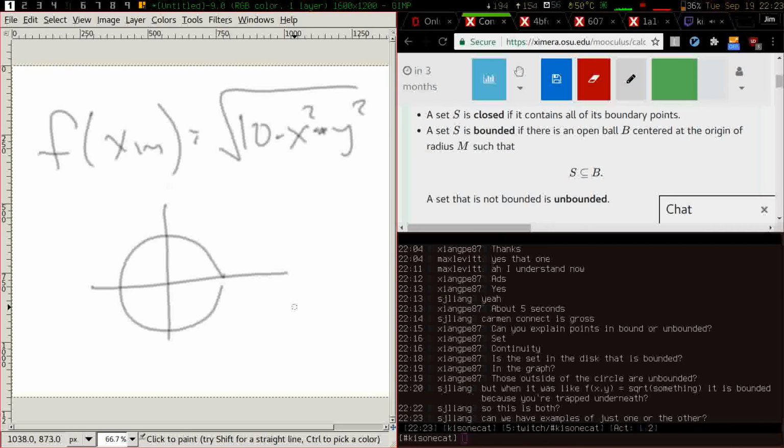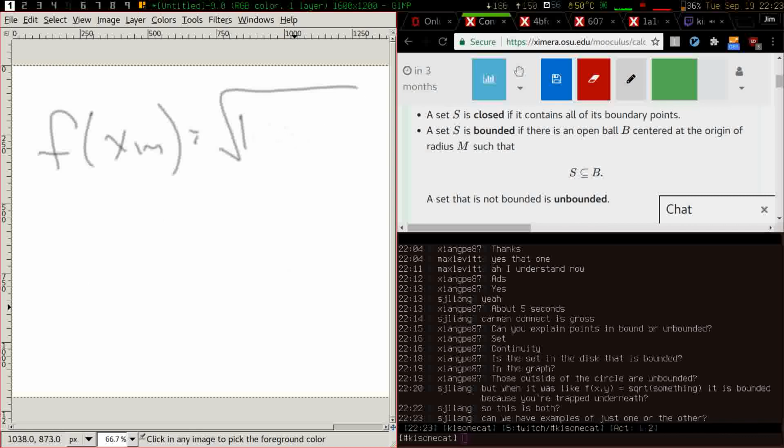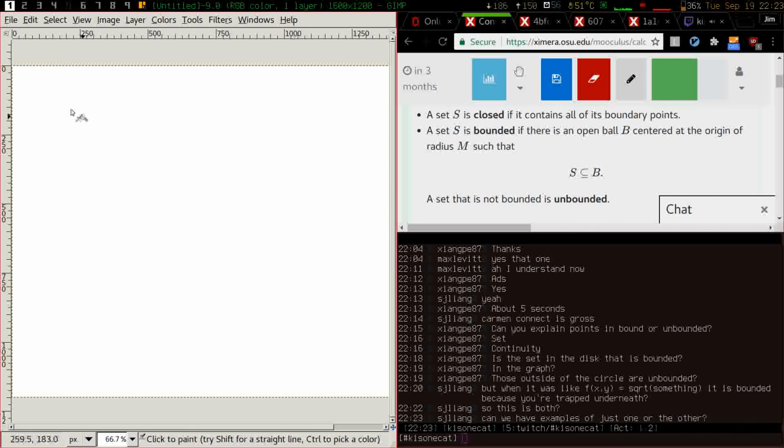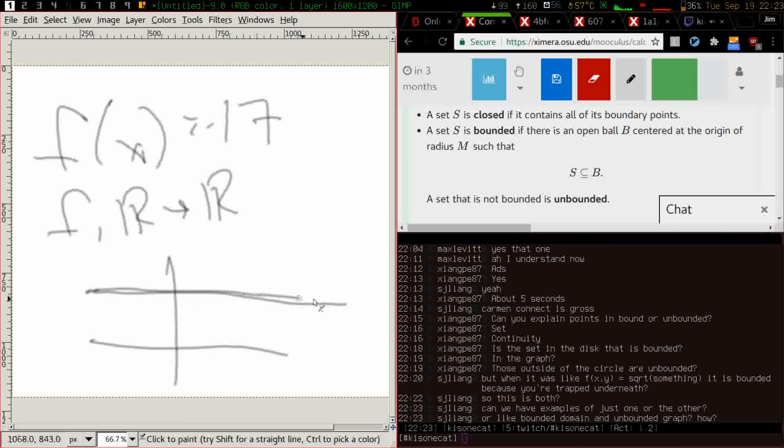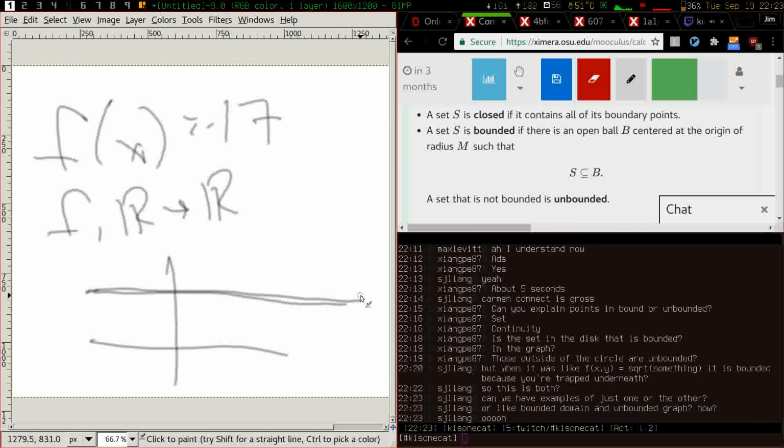But you could certainly have a function which is bounded, but for which the graph of the function isn't bounded. A naive example of this is something like the function f of x equals 17, where I think of f as a function from R to R. The graph of this function just looks like this line, which is not bounded.